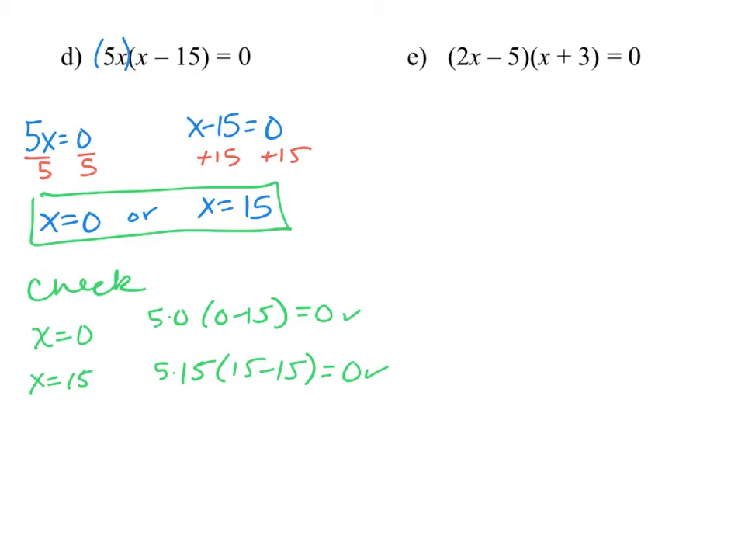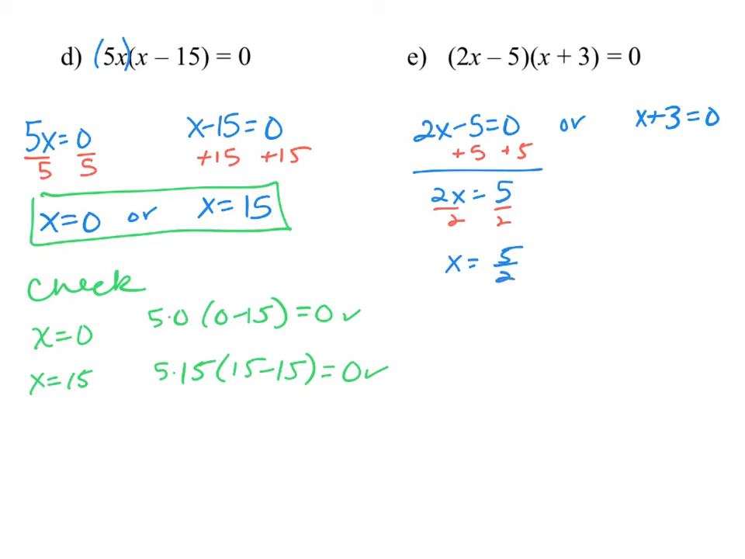In example E, we have one factor 2x minus 5 times the other factor x plus 3 equals 0. Using the zero factor property, we can set each factor equal to 0. Since we have a factor times a factor equals 0, we begin by setting 2x minus 5 is equal to 0, or x plus 3 is equal to 0, and solving each of these, we can add 5 to both sides, and that will give us 2x is equal to 5. And then by dividing both sides by 2, we get x is equal to 5 over 2, or 2.5.